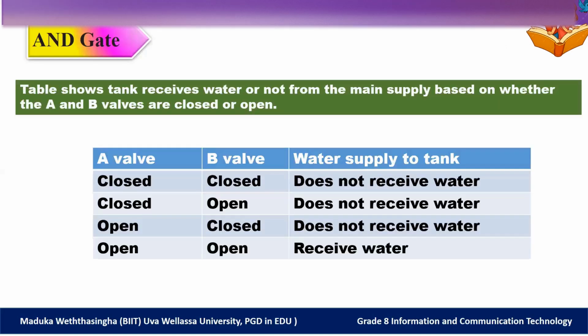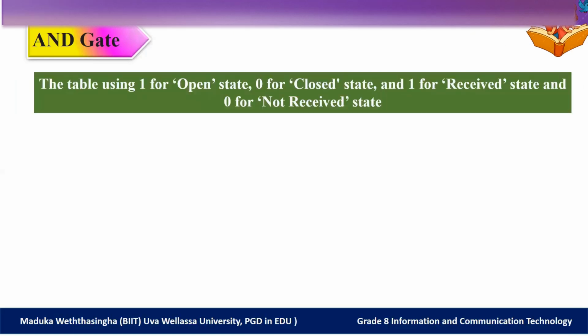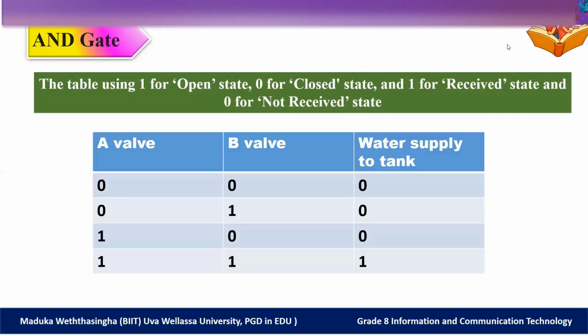Okay, this was your table. Now you have to convert it to 1 and 0. Now listen to me very carefully. This is how the AND gate works. In this AND gate, there are 2 inputs. This is the first input and this is the second input. This AND gate contains 2 inputs, valve A and valve B.